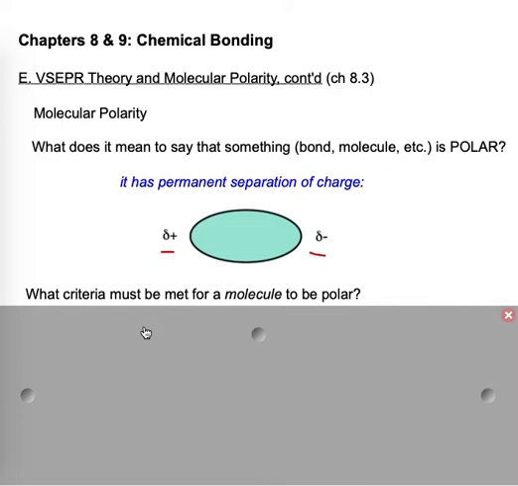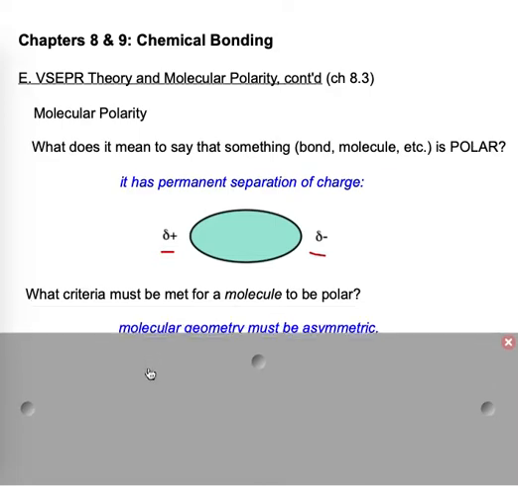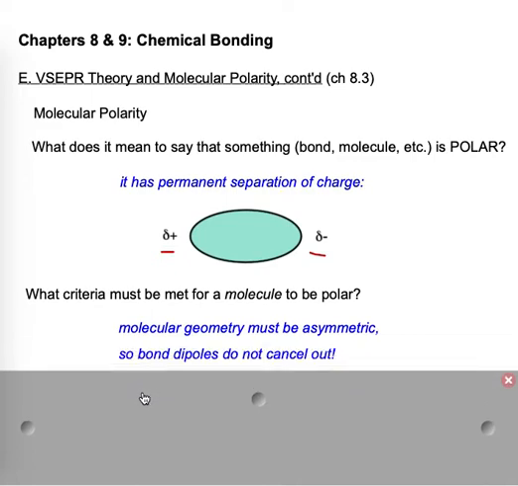So, what criteria must be met for a molecule to be polar? Well, the molecular geometry must be asymmetric so that the bond dipoles do not cancel out. Let me give an example of that on the next slide.